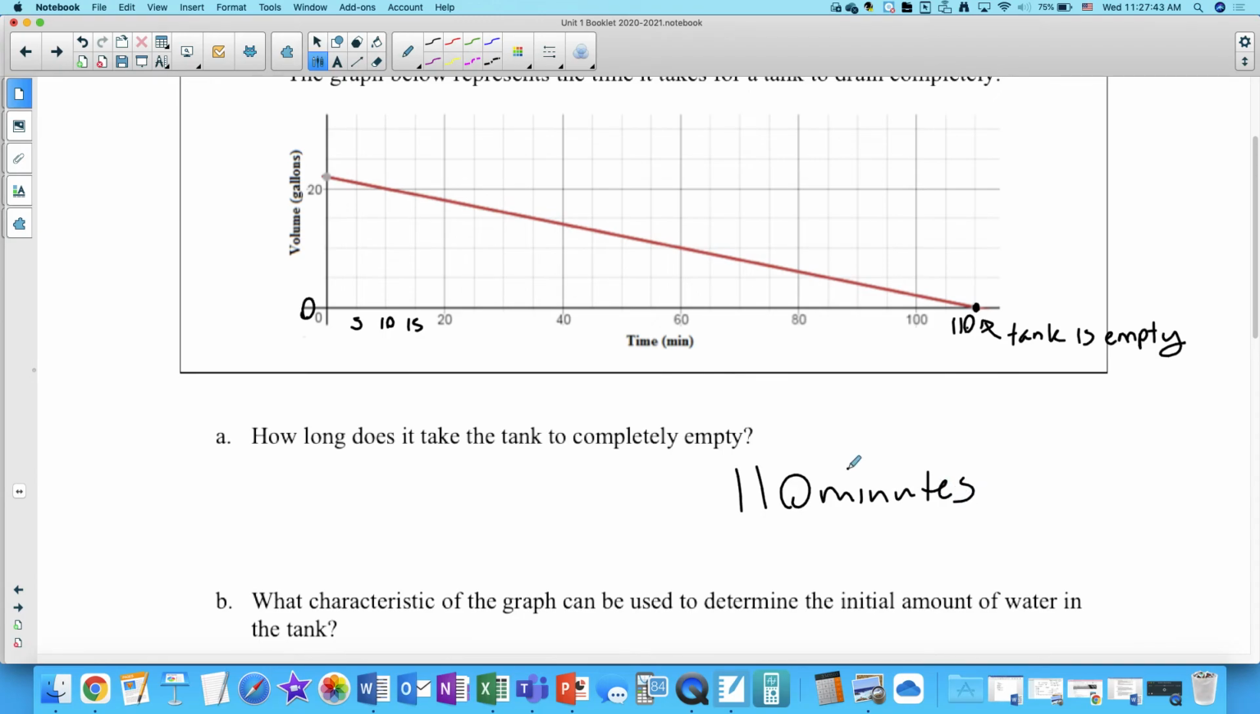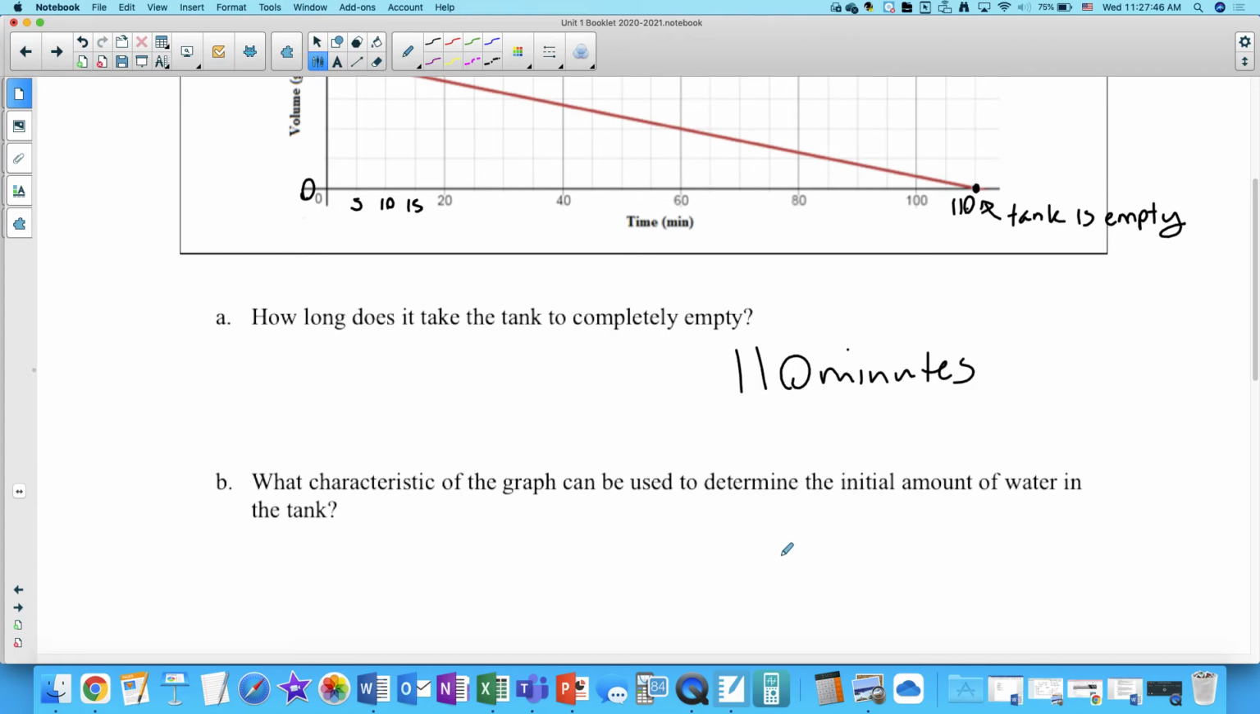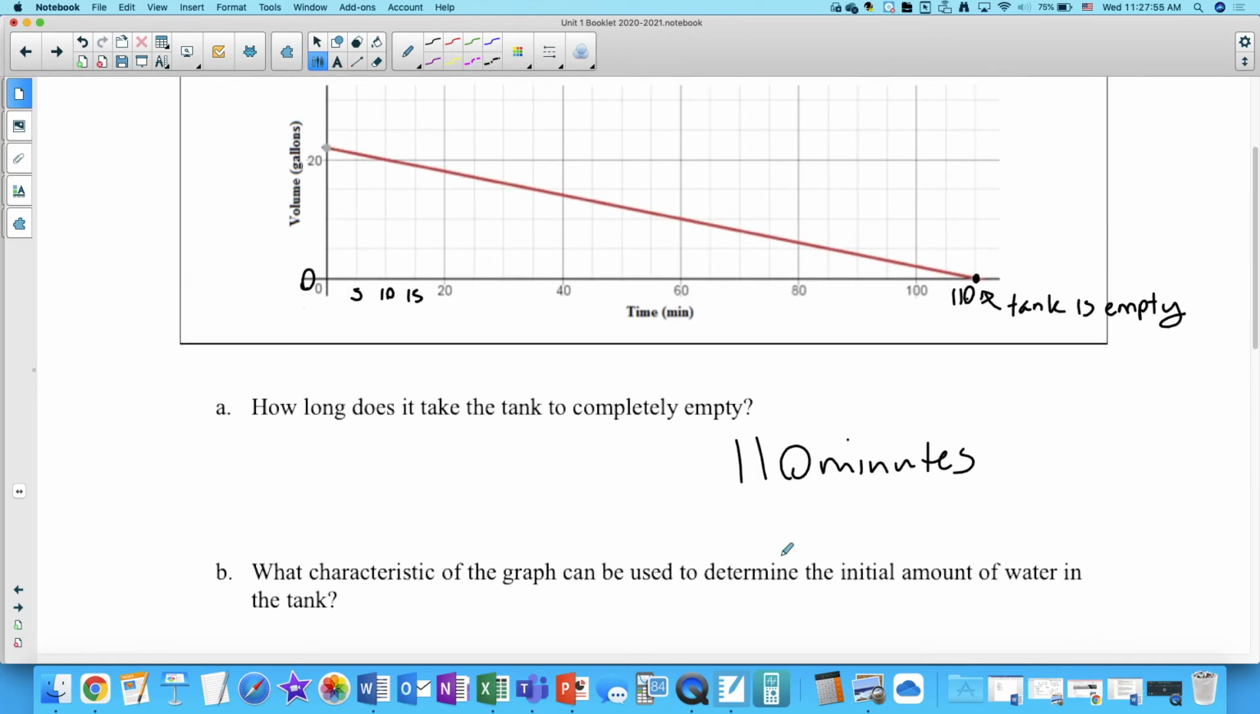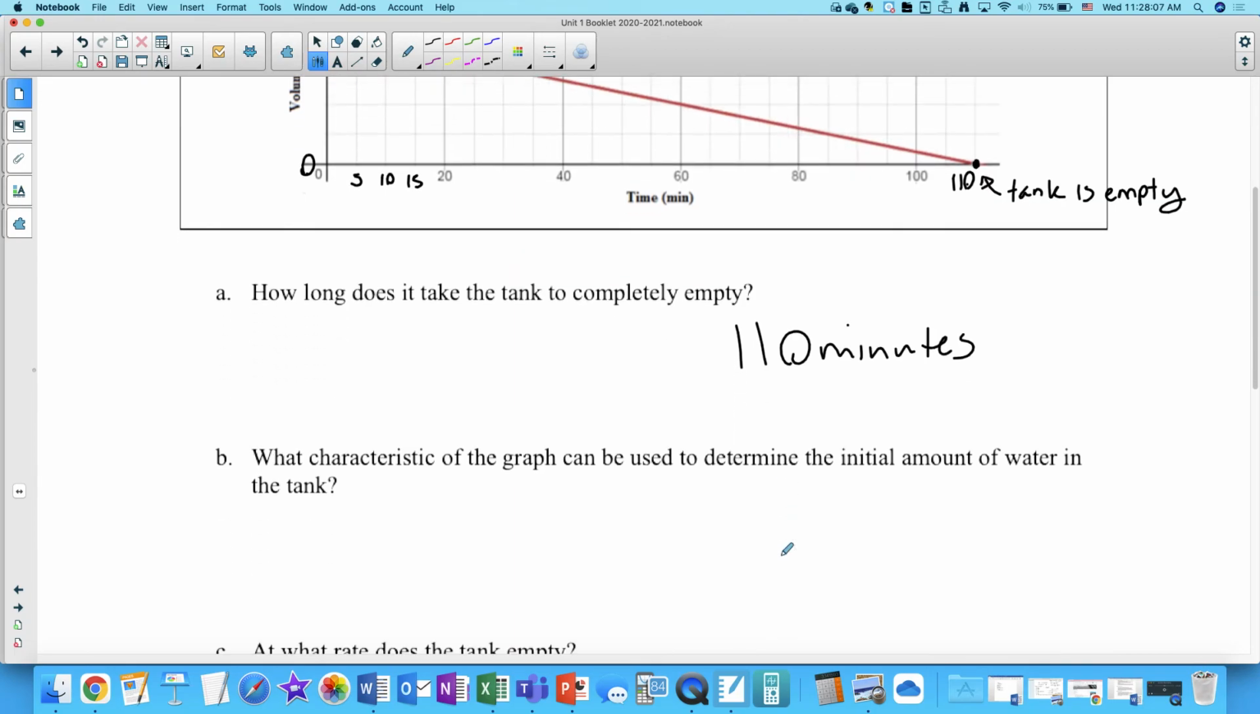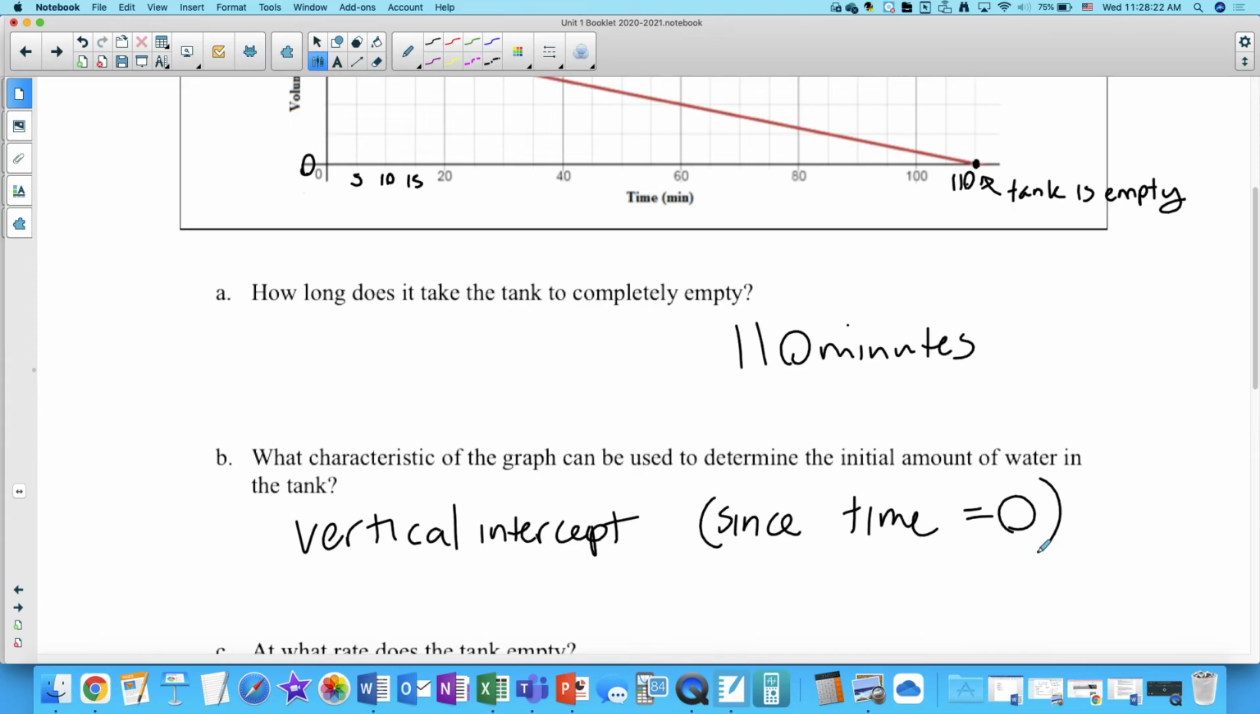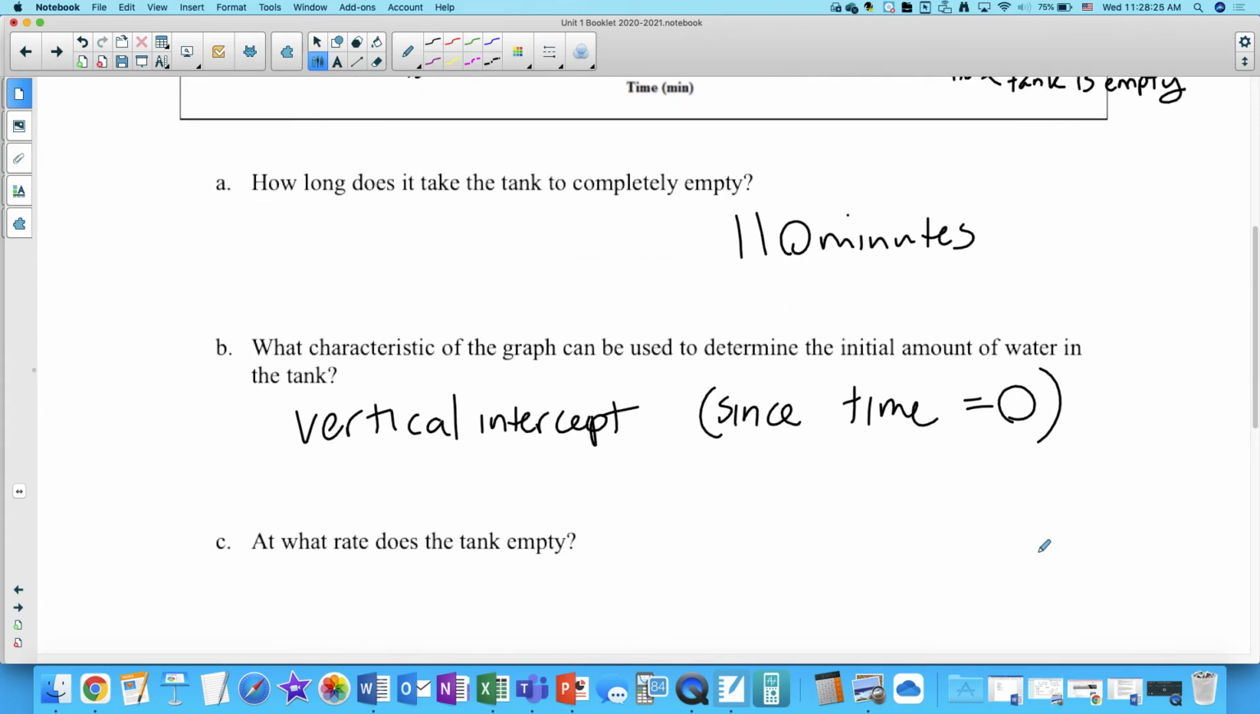What characteristic of the graph can be used to determine the initial amount of water in the tank? What characteristic of the graph can we use to determine the initial amount of water? Correct, the y-intercept. Because initial indicates that time is 0, right? If time is 0, we are on the y-intercept. So this is, I'm going to call it the vertical intercept, since time is 0. All right. Rates.